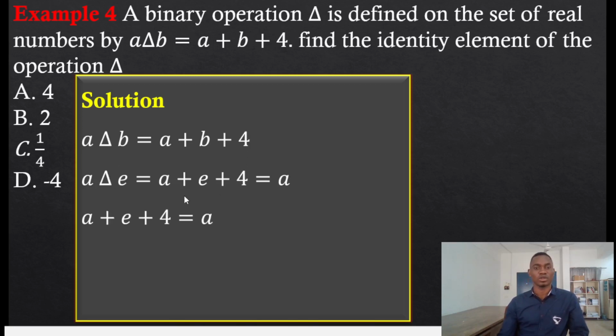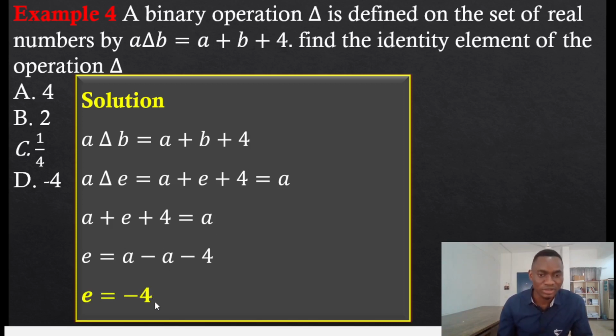Okay, so let's solve this. We're going to have A plus E plus 4 equals A. We're looking for E, so A and 4 can go to the right hand side. So in this case, E is equal to A minus A minus 4, and our identity element is minus 4. Very, very simple.